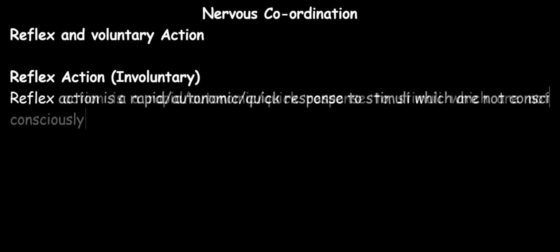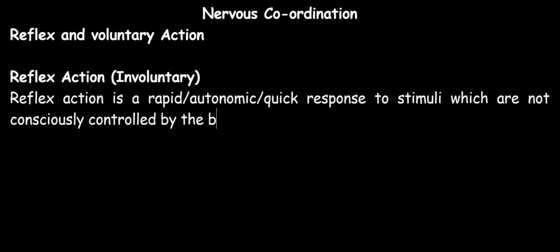Firstly, let's look at the reflex and voluntary action. We'll talk about the reflex action first. Reflex actions are also known as involuntary actions. This action is a rapid or autonomic or quick response to stimuli, and they are not consciously controlled by the brain. There are specific characteristics of reflex action.